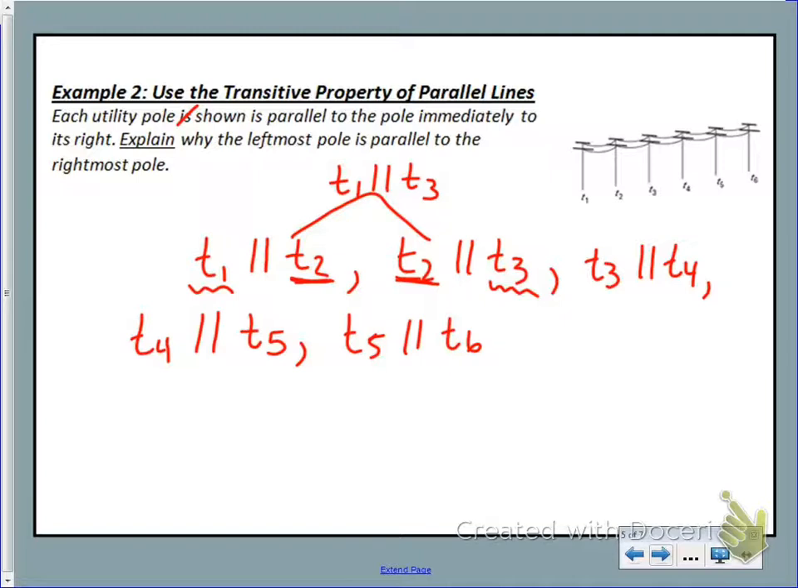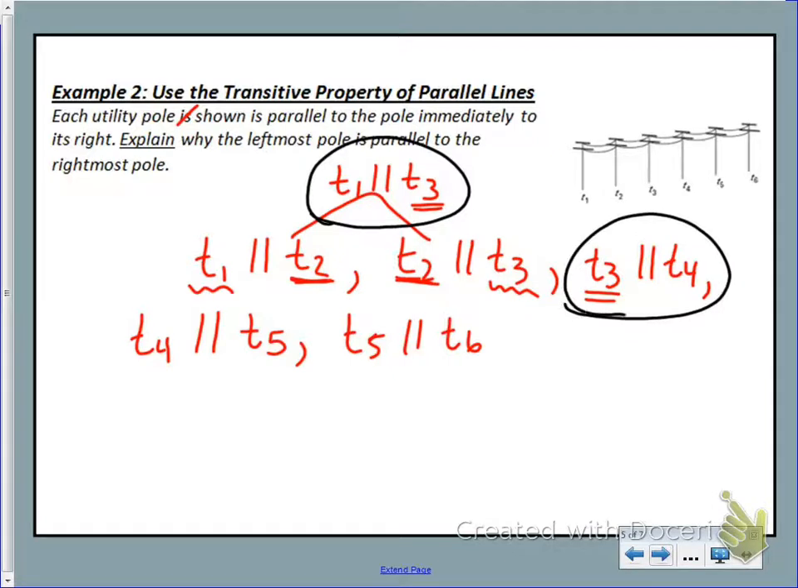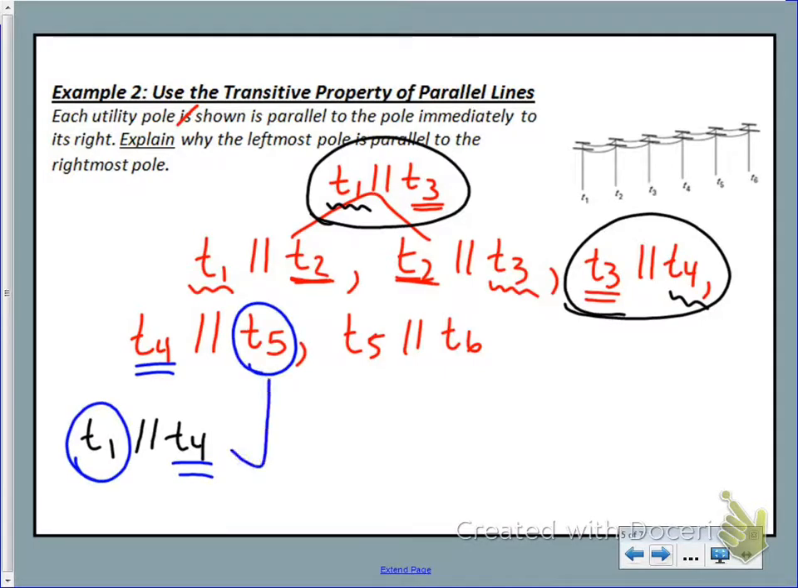So we can repeat that process. Now we know that T3 is parallel to both T1 and T4. So we just continue to chain that together. So what that means is T1 must be parallel to T4. If we repeat that again, now T4 is parallel to both T1 and T5. So together those statements make T1 parallel to T5.